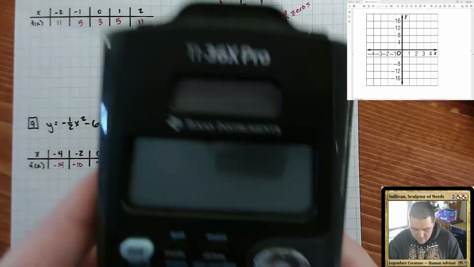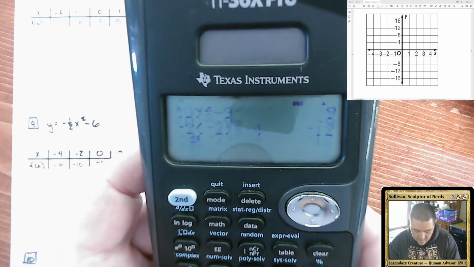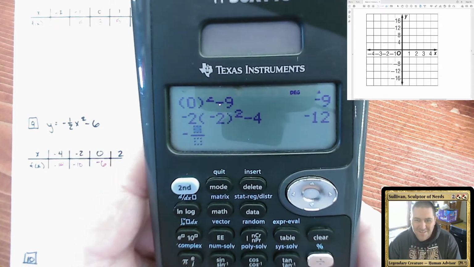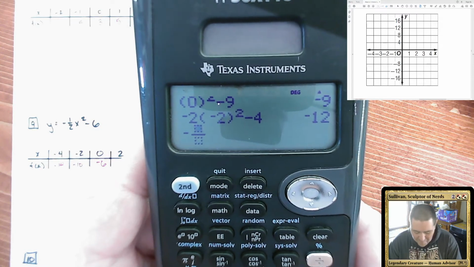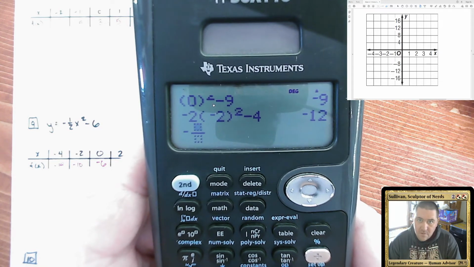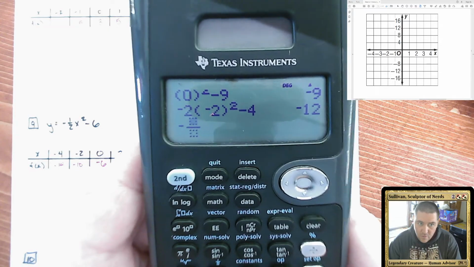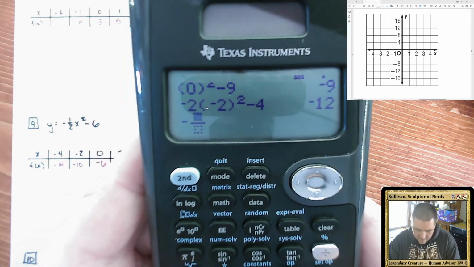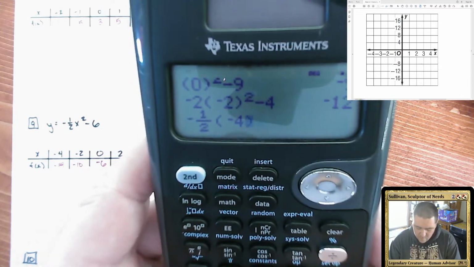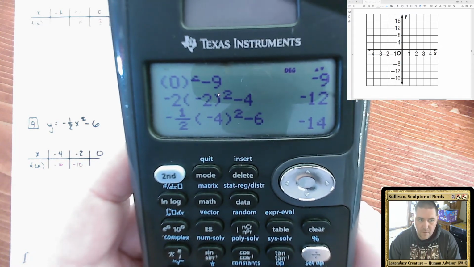If you need to use a fraction, okay, negative fraction box. To get the fraction box on, if you need the fraction box, it's alpha y equals. Alpha is the green button, and top left corner is y equals, and then that'll get you your fraction menu. So if I do that, -1 half parenthesis, -4 parenthesis squared minus 6. You type them out like that.